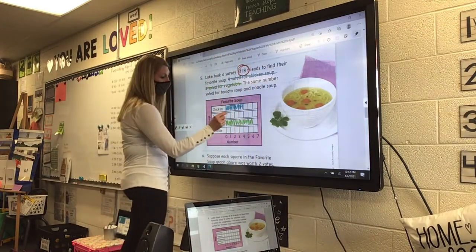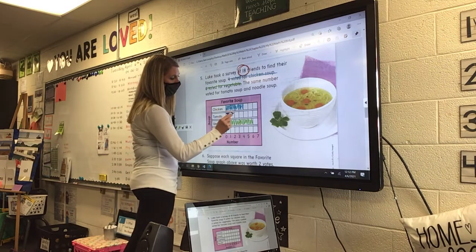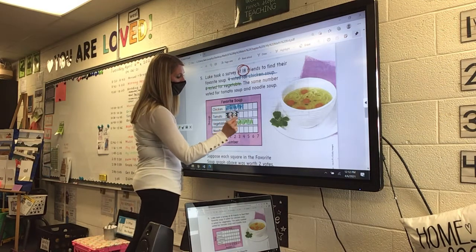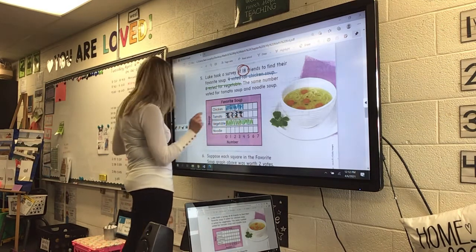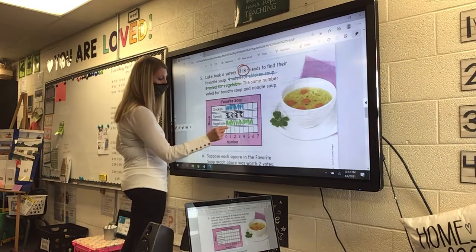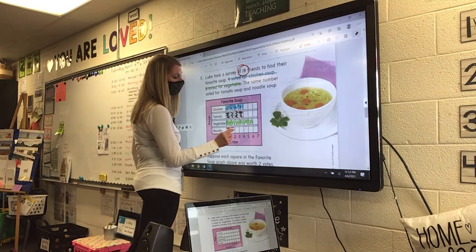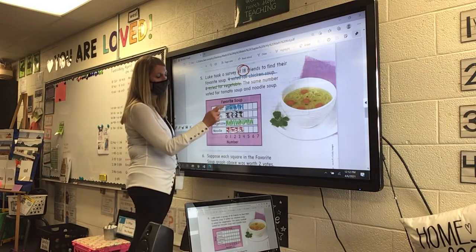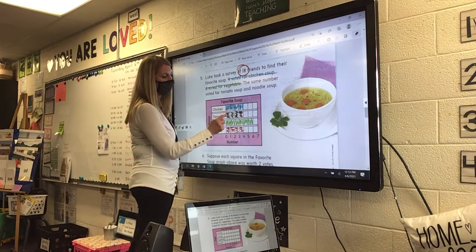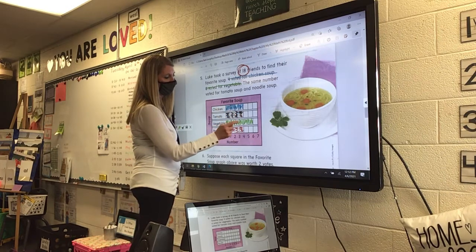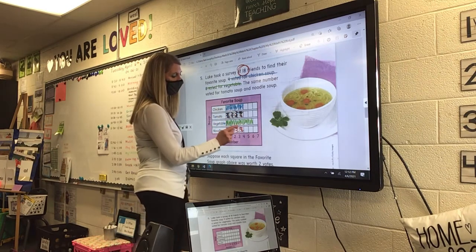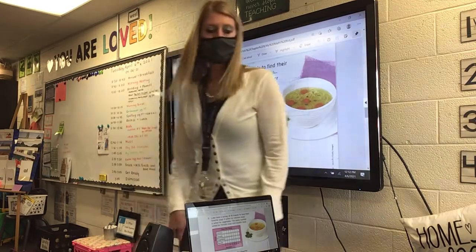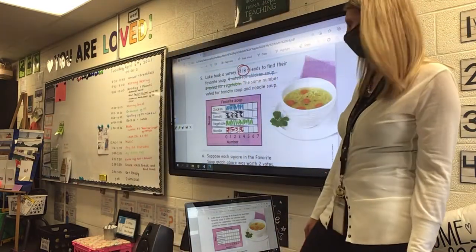So tomato has to be 4, and noodle has to be 4. And then to double check, if I were you, I would count your squares just to make sure that you have 18. 1, 2, 3, 4, 5, 6, 7, 8, 9, 10, 11, 12, 13, 14, 15, 16, 17, 18. Perfect.